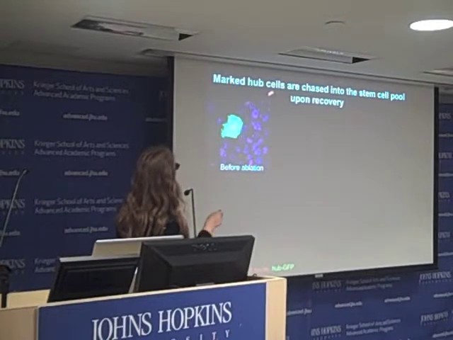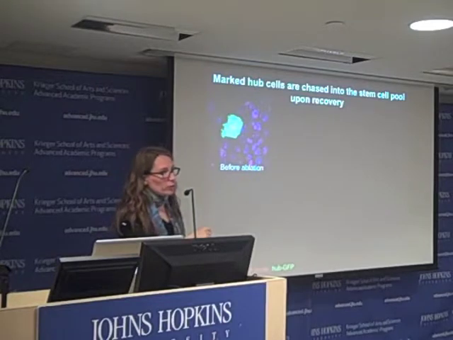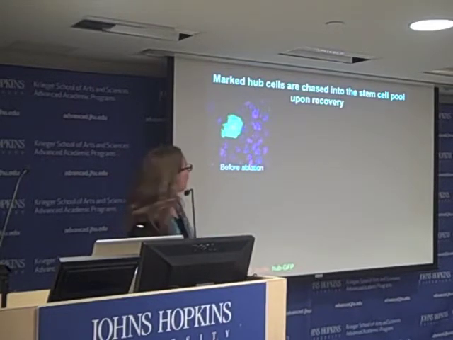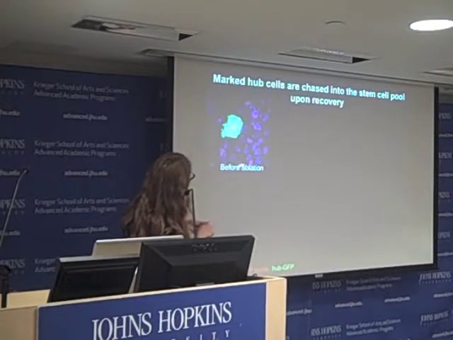This is just the testis again, and you can see the hub here. Now it's very, very green because the transgene expresses green fluorescent protein. And I have another stain on there that shows you somatic stem cell nuclei and also differentiating somatic cell nuclei.